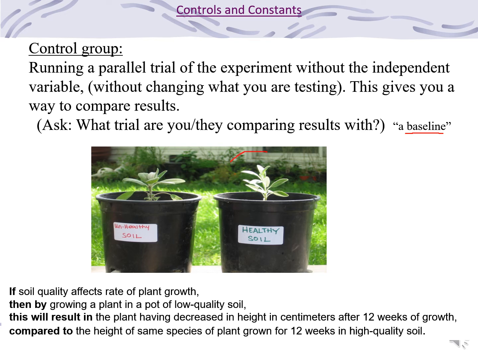So in this case, the control group is this trial here. This is going to give us a baseline to see, well, did this experimental group's height decrease, or was it the same, or was it taller? This is going to give us a comparison, because oftentimes you need to have some kind of comparison. You have to have an experimental group and a control group.